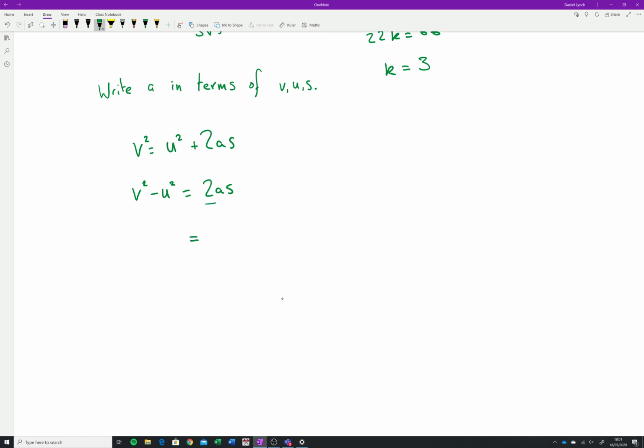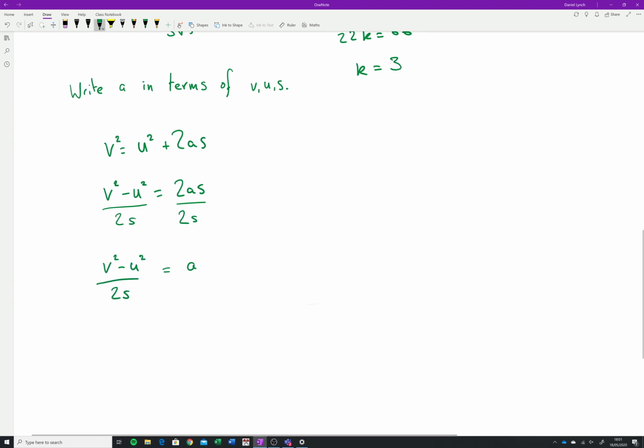Divide this by, what would you divide it by? Well, 2s. So you have to divide this by 2s. So on the right we just get a, because that's what we wanted, and on this side we get v squared minus u squared over 2s, and it's done.